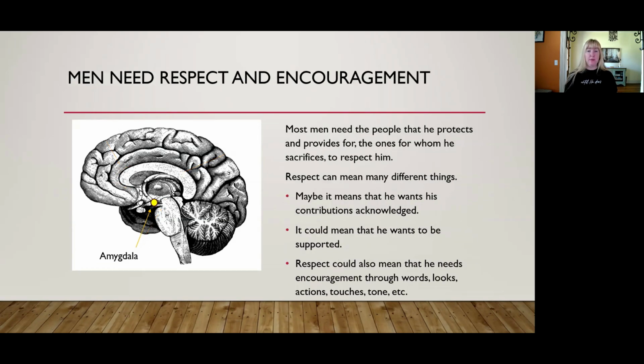All right. So if women need love and security, what do men need? Men need respect and encouragement. What men need most is that the person, maybe it's just the wife, the one whom he protects and provides for, the one for whom he sacrifices, he needs that to be respected. He needs that to be supported. He needs that to be encouraged. Now, what does that look like? Well, just like I said with the 5 love languages, that might be relevant here. Or maybe the man needs to spend some time reflecting on what it is that she does that satisfies this need.